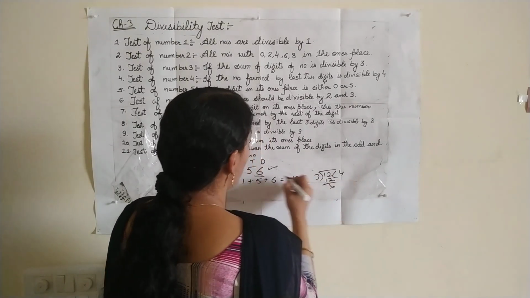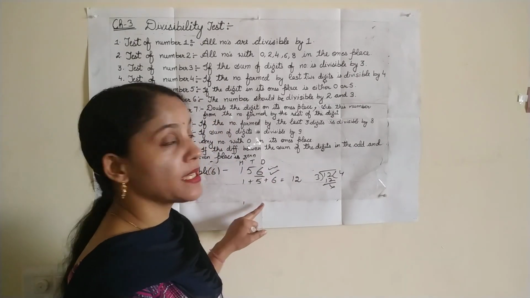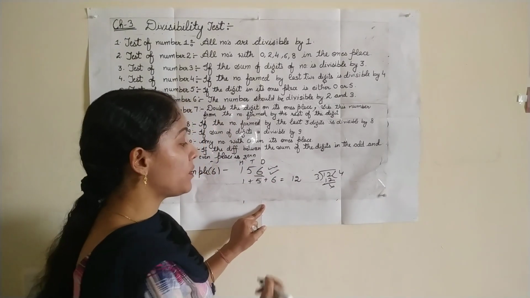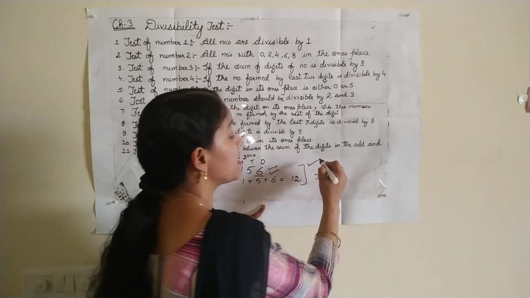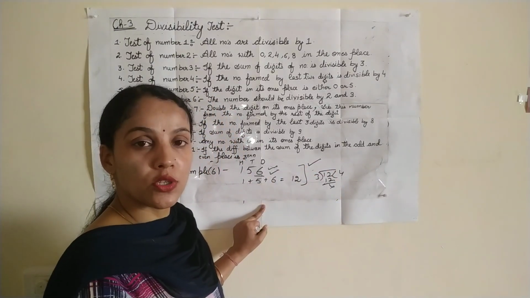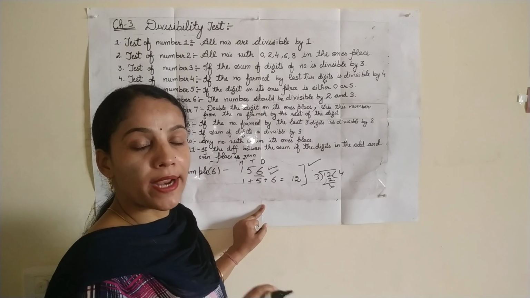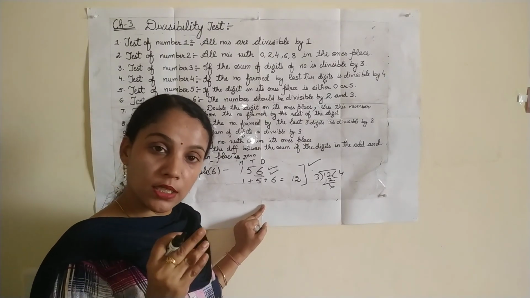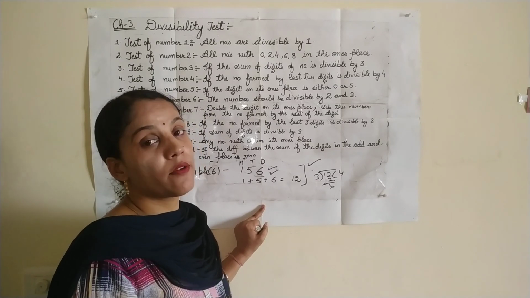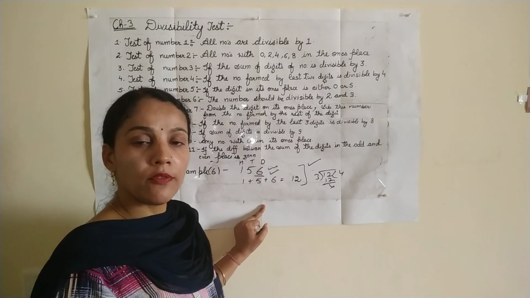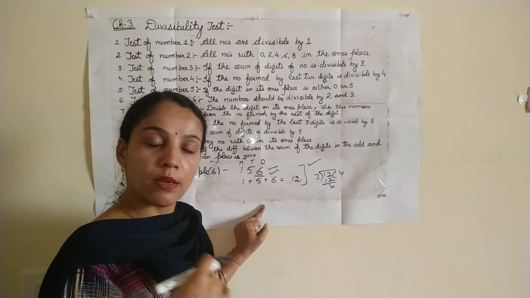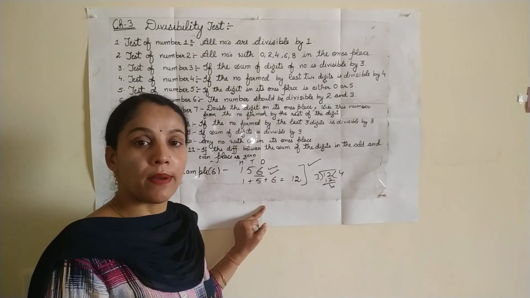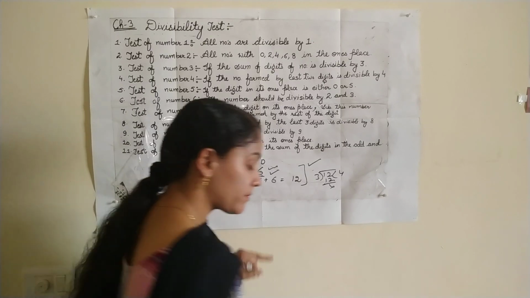That means this number 156 is divisible by number 2 also and number 3 also. That means that number is divisible by number 6 also. When you have to find the divisibility rule for number 6, you have to find the divisibility rule for number 2 and for number 3. If that number is divisible by 2 and 3, that means it is also divisible by number 6.